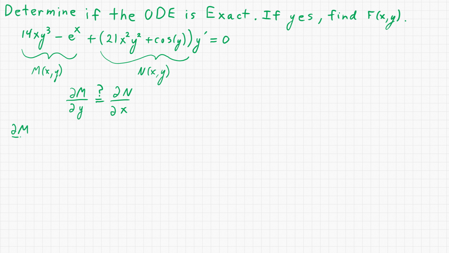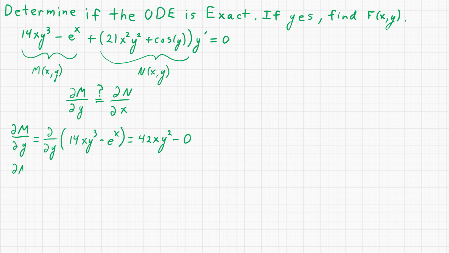So we have partial M partial y is equal to partial y applied to the M there. So that's the 14xy cubed minus e to the x. Okay, well that ends up being, let's see, so 14x, they stay the same. The y part will take the derivative of, the 3 pops down. 3 times 14 is 42. The x stays the same because it's a partial derivative with respect to y. And then the y cubed turned into y squared. And then partial derivative with respect to y for e to the x is just 0. So it's a minus 0.